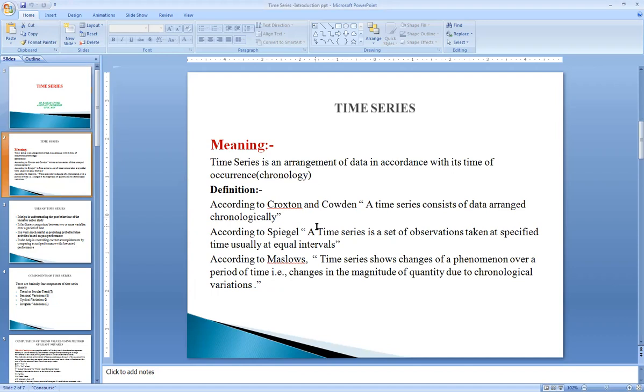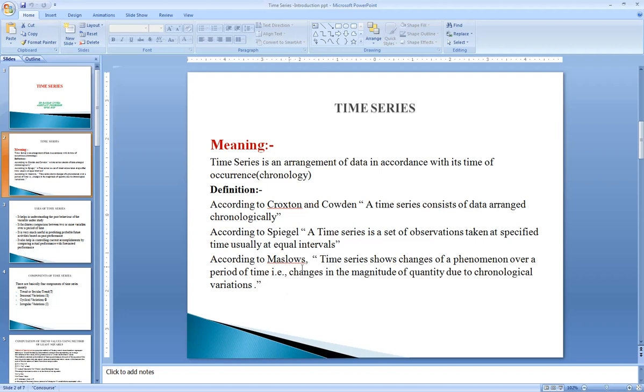Here some authors have defined what we mean by time series. According to Croxton and Cowden, time series is the arrangement of data chronologically, the data which consists according to the time, according to the period. Spiegel also defined time series as the set of observations taken at a specified time, usually at equal intervals.